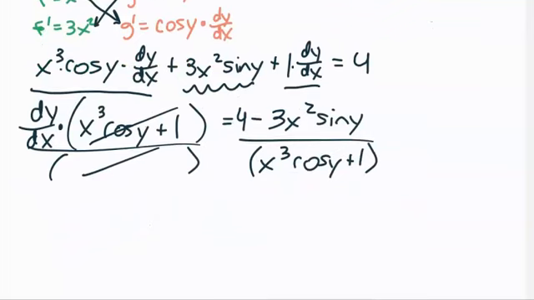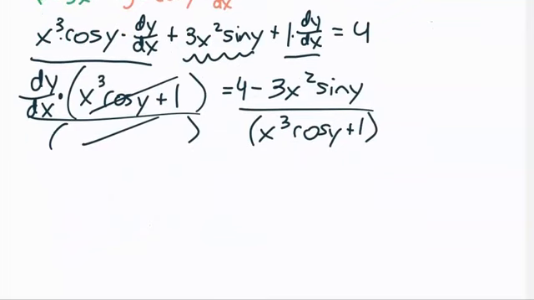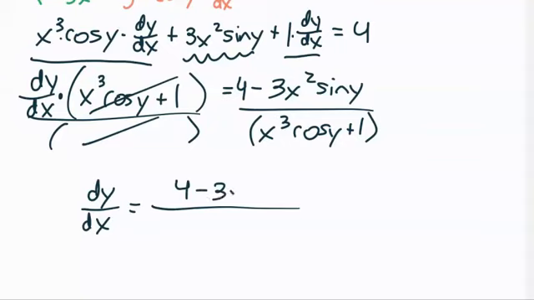And so we're essentially done. Maybe not a bad idea to clean it up, make it look a little bit nicer. So dy dx equals 4 minus 3x squared sine of y all over x to the third cosine of y plus 1.